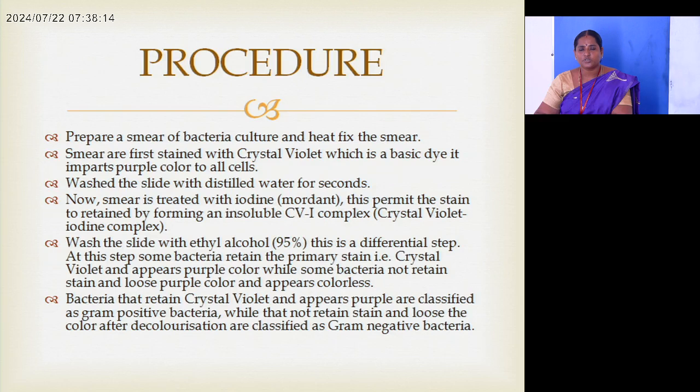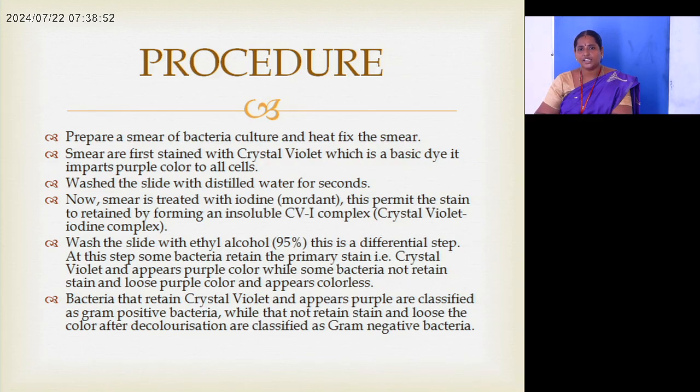Next, the procedure of gram staining. First, prepare a smear of the bacterial culture and heat fix the smear. Next, add a few drops of crystal violet, which imparts the purple color to all cells. Wash the slide with distilled water for a few seconds. Next, the smear is treated with iodine solution. The slide is then washed with distilled water or tap water. Next, add ethyl alcohol, leave it for a few minutes and wash with tap water. The stain loses its purple color and appears colorless.